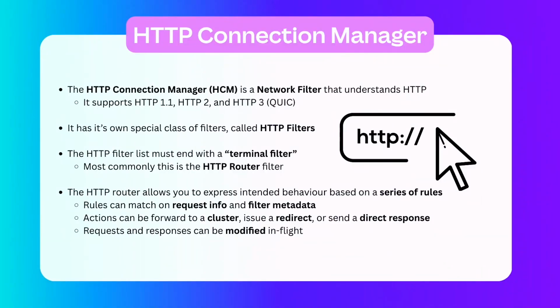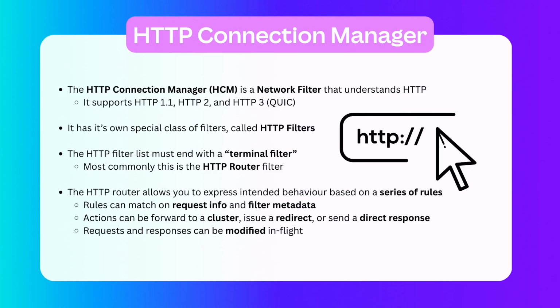I've said the words HTTP Connection Manager a few times at this point. It's probably the most important one if you're running HTTP or gRPC services using Envoy, which is probably, I would say, 90% of Envoy's use cases these days. Basically, the HTTP Connection Manager is a network filter that understands HTTP, funnily enough. It supports HTTP1, HTTP2, and HTTP3 as well. So it has its own special class of subfilters, as mentioned before, which are those HTTP filters. The HTTP filter list is, as I said, a list, and each request goes through them linearly.